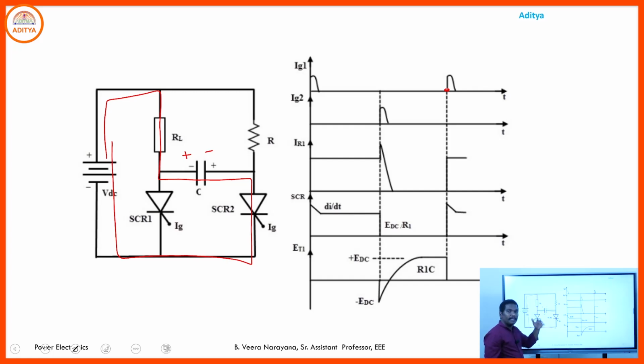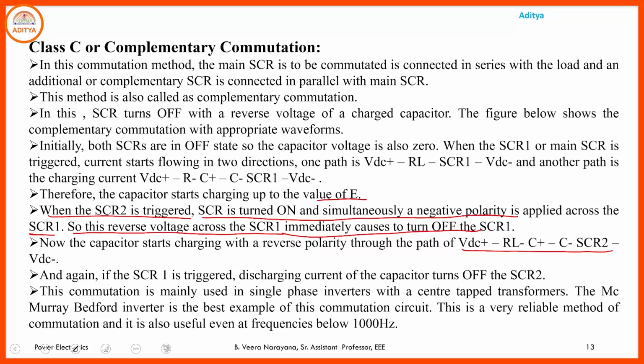So in this complementary commutation, if you want to turn off SCR1, the capacitor's voltage appears as the reverse voltage across SCR1. And if you want to turn off SCR2, the voltage across the capacitor appears as the reverse voltage across SCR2, when we provide the control signal to T1. In this way, by periodically turning T1 and T2 on and off, we operate the circuit.